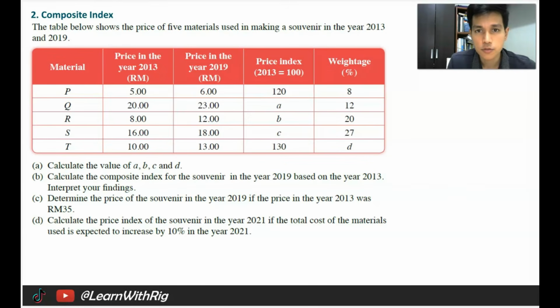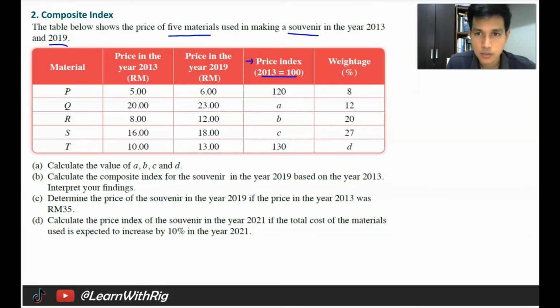The table below shows the price of 5 materials used in making a souvenir. Okay, so they want to make a souvenir in year 2013 and 2019. So you have 5 materials here. Okay, calculate the value of A, B, C, D. So A, B, C is here. D is here. So let's find A first. So they're telling you this one is what? All price index, and then the base value is 2013.